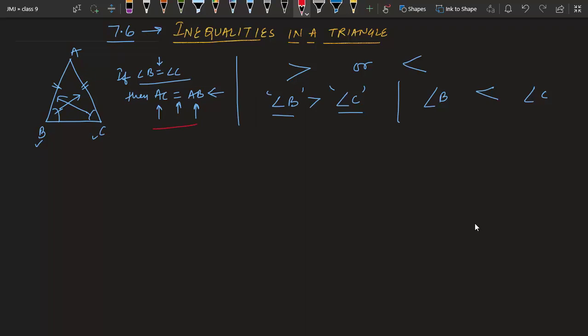Now, what will happen if they are not equal? We have seen angle B and C are equal, so we got this relation between the sides which are opposite to them. What will happen if B becomes more than C, like this case, or B becomes less than C? Then in that case, what relation will be between AC and AB in these cases? To understand this, we have this topic 7.6, which is inequalities in a triangle.